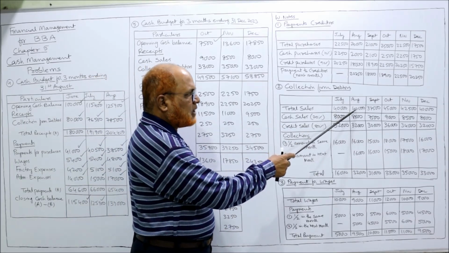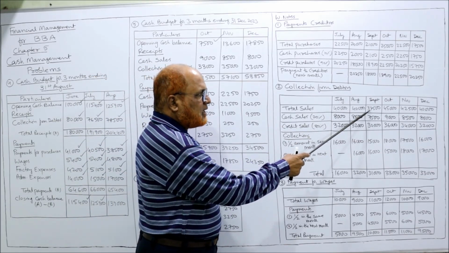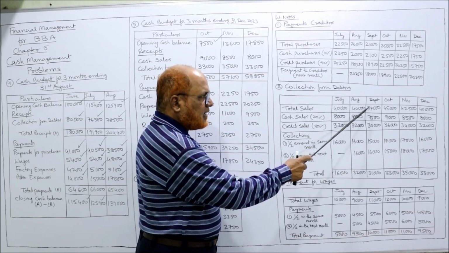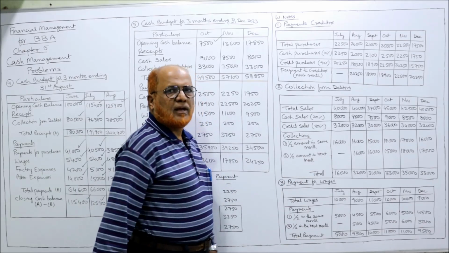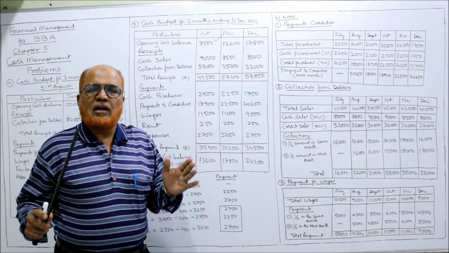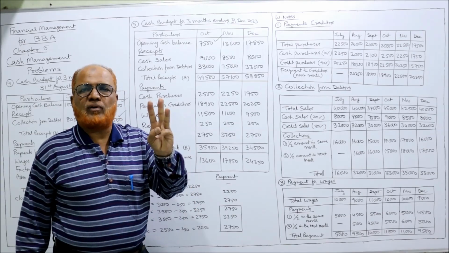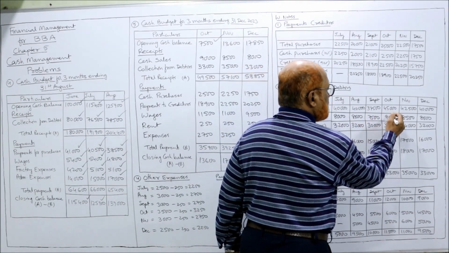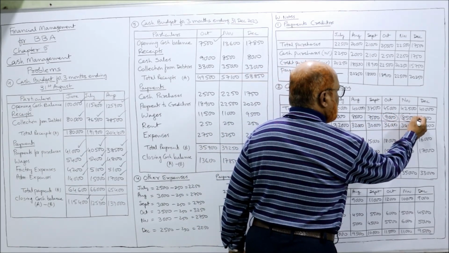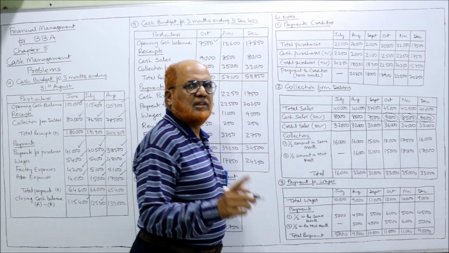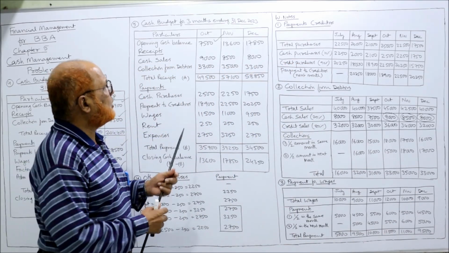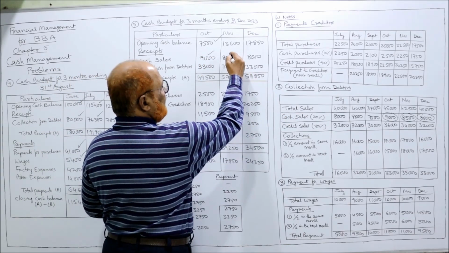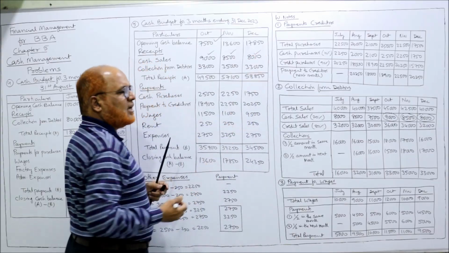Similarly, here also August, 40,000, 8,000, 32,000. 37,500 into 20%, you will get 7,500. 37,500 into 80%, you will get 30,000. Like that, we have bifurcated. Now, we need the cash sales only for 3 months: October, November, December. How much are the cash sales for October? 9,000, 8,500, 8,000. These 3 amounts we require. So here, cash sales 9,000, 8,500 and 8,000. That's all.